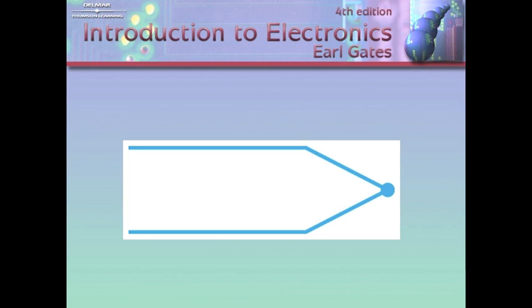This is what the schematic symbol of one looks like. Two terminals, and then there's your thermocouple bead. So if you apply temperature to this point right here, the hotter it gets, the more voltage you produce. It's that simple.